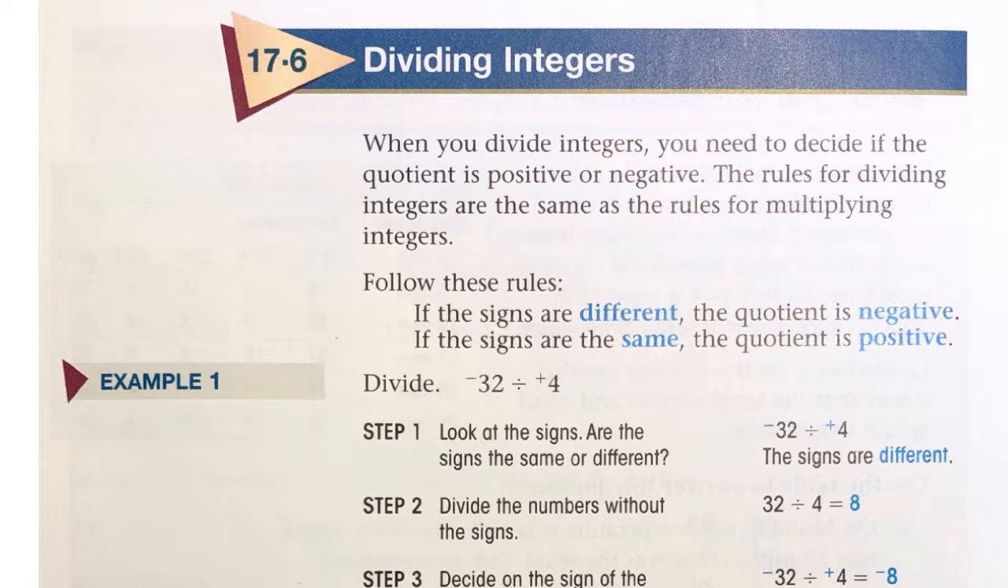Basic Math, Chapter 17, Section 6, Dividing Integers. When you divide integers, you need to decide if the quotient is positive or negative. The rules for dividing integers are the same as the rules for multiplying integers. Follow these rules. If the signs are different, the quotient is negative. If the signs are the same, the quotient is positive.